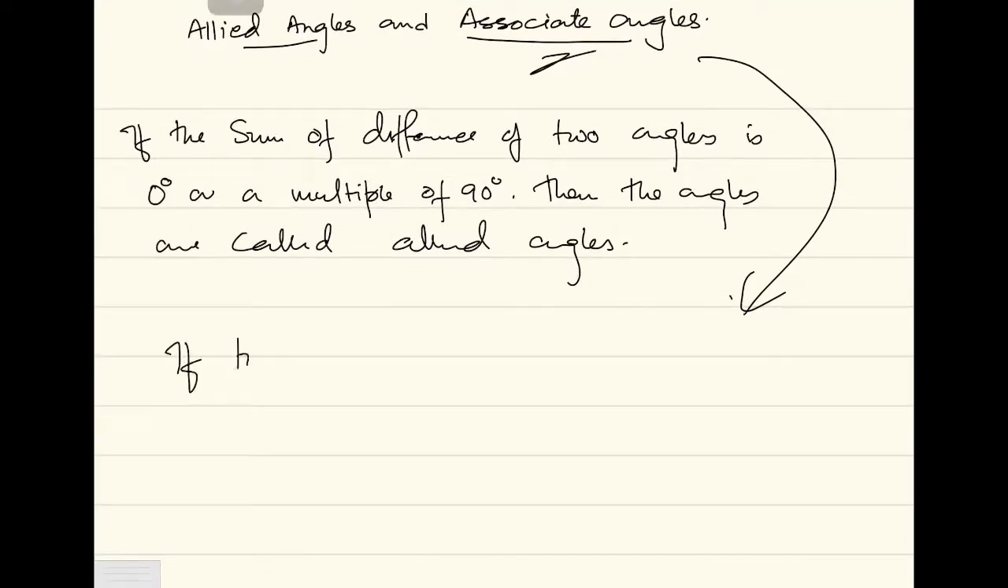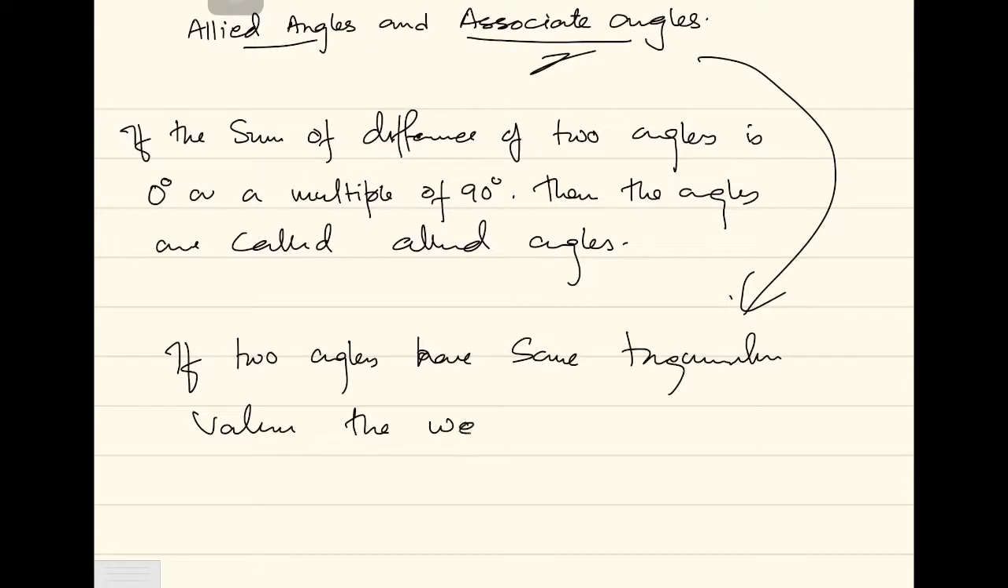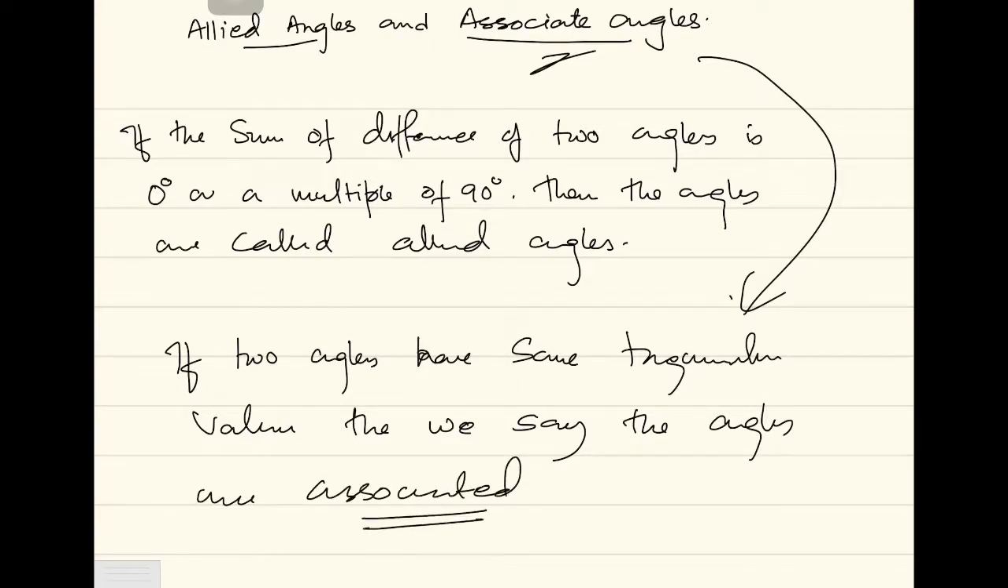If two angles have the same trigonometric value, then we say the angles are associated. Okay, associated, very simple. Check this word, associated. Associated means related, having the same value. So it's a very simple definition, you can just copy this. Okay, so this is all about the definitions.